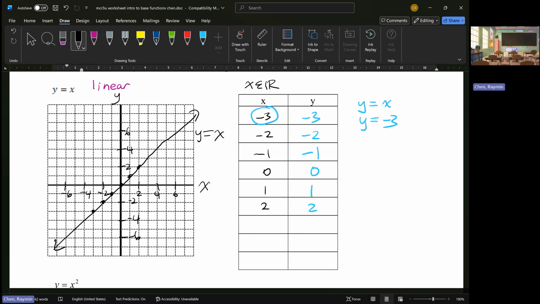But notice one key feature. This is direct variation, or it goes through the origin of 0, 0. Let's keep on going.